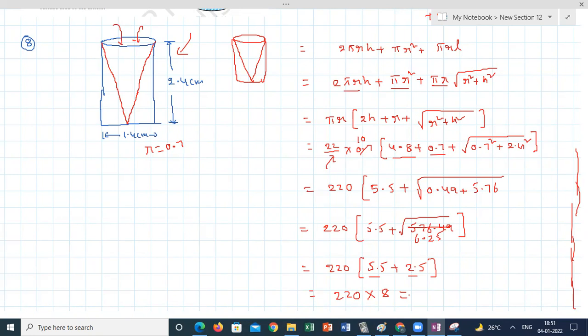Guys got the same answer. What is the answer? Are you clear with the answer? Chitra.